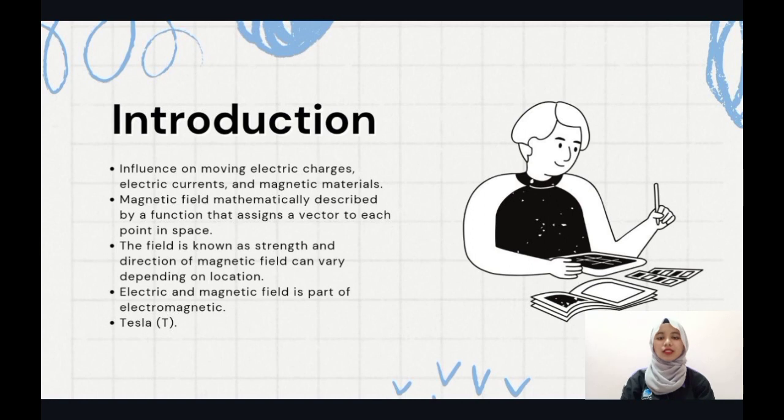Given that the intensity and direction of a magnetic field can vary across different locations, it is expressed mathematically through a function that assigns a vector to each point in space, referred to as a vector field. Both magnetic field and electric field are interconnected components constituting the electromagnetic force. The basis of measurement for magnetic field strength is Tesla.